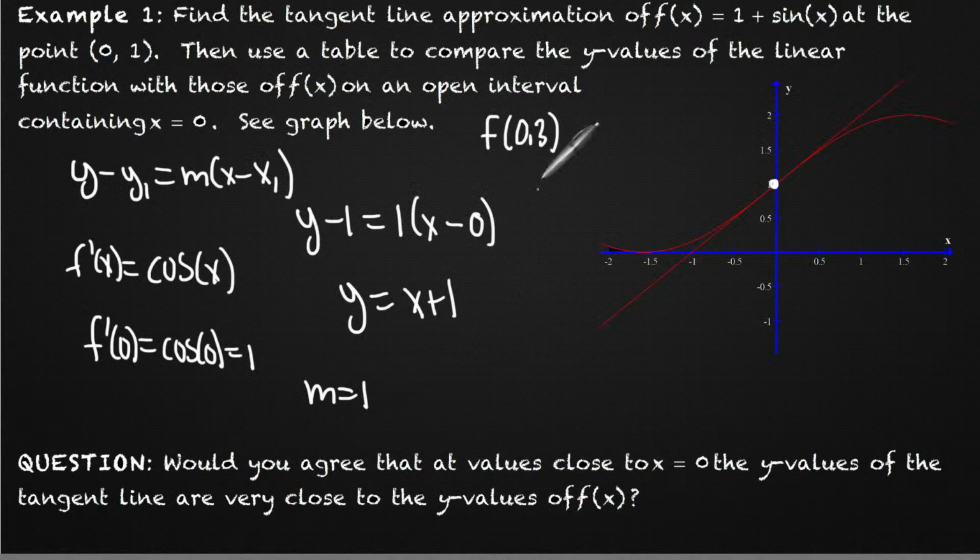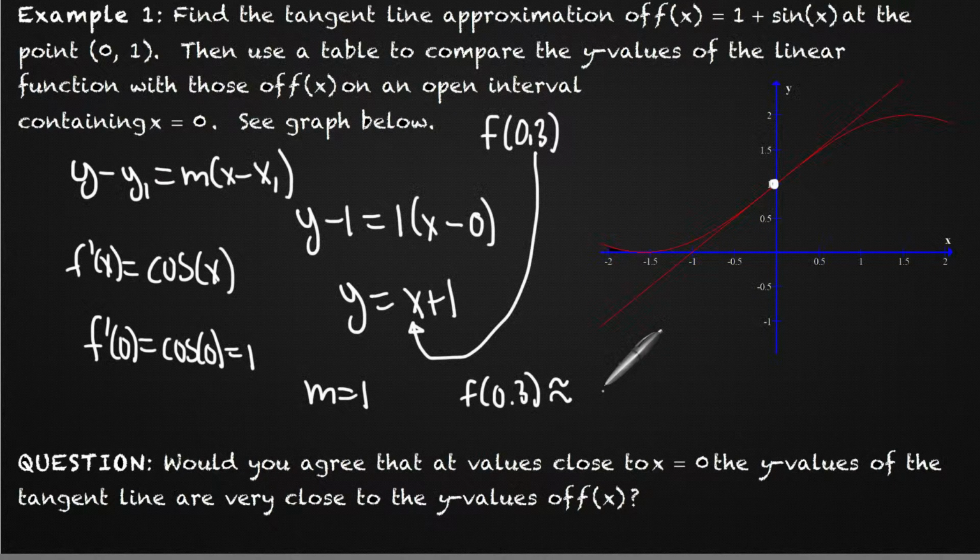So if we wanted to now find f of 0.3, then all we'd have to do is plug in 0.3 into our tangent line, and we could say that f of 0.3 is approximately, so don't use the equal sign, is approximately 1.3.